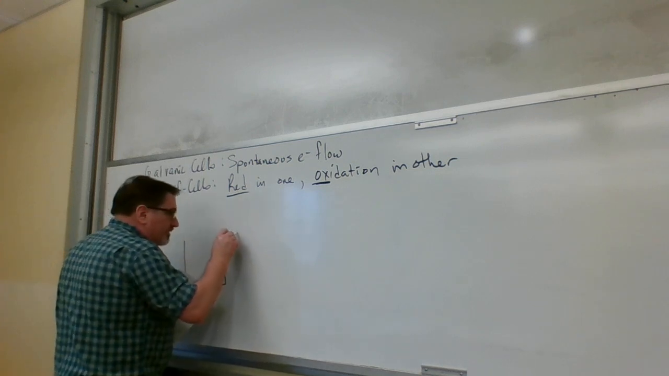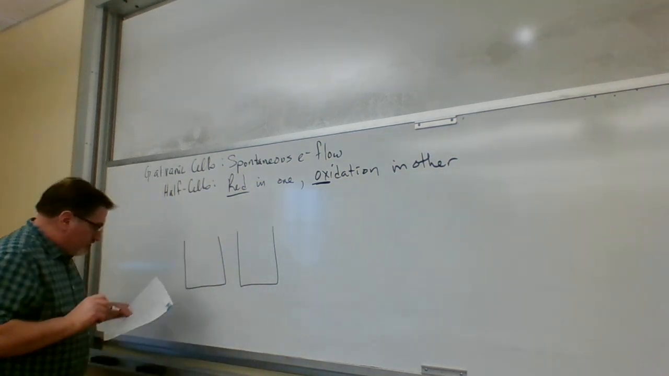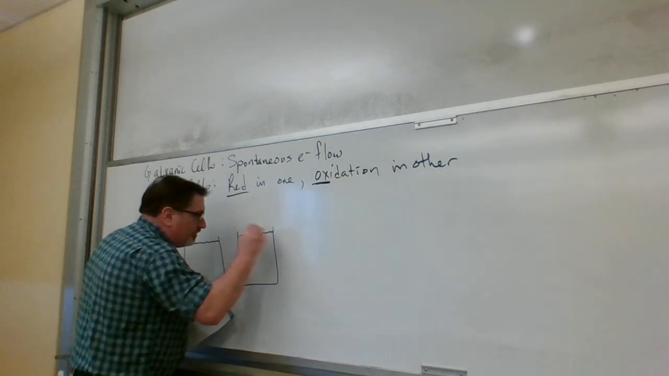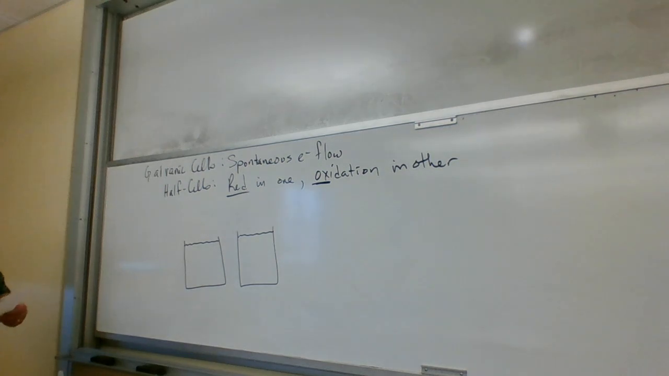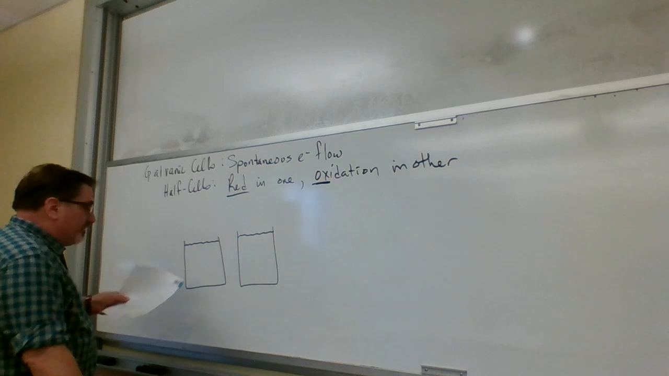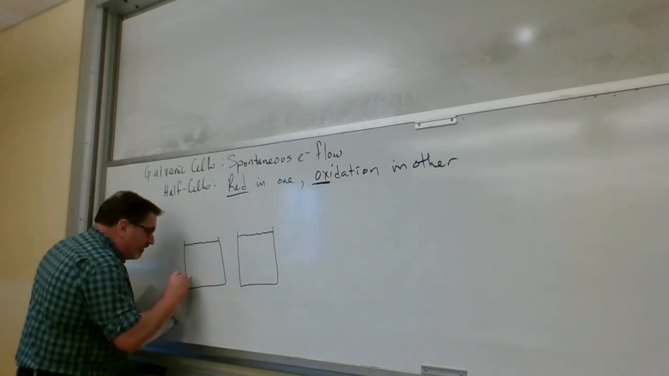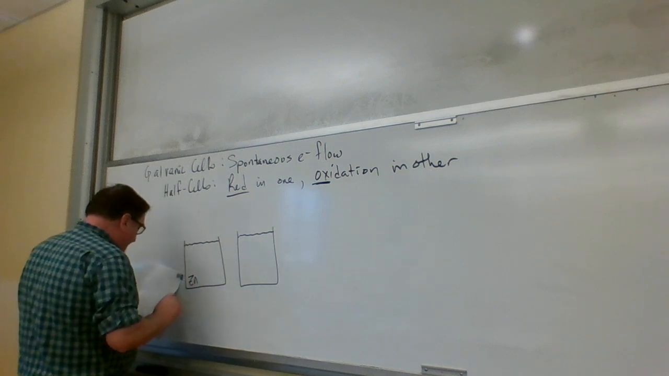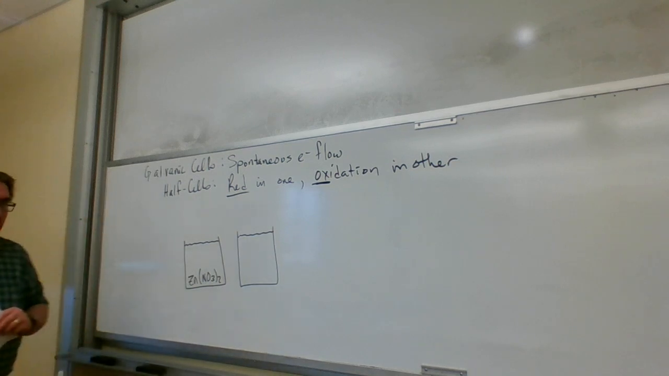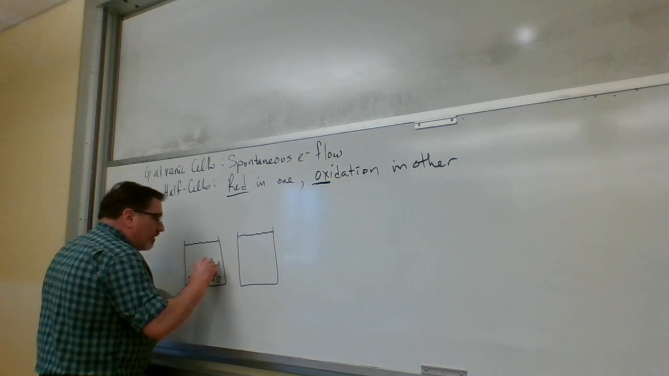I'm going to draw two beakers kind of close together, and each one is going to have some solution in it. The solution in each beaker is different. In the left-hand beaker, we're going to put in zinc nitrate, Zn(NO3)2, and this is aqueous.